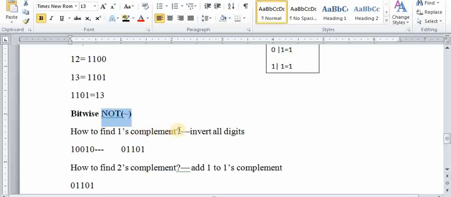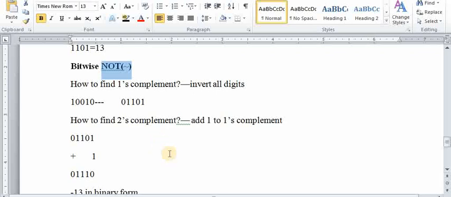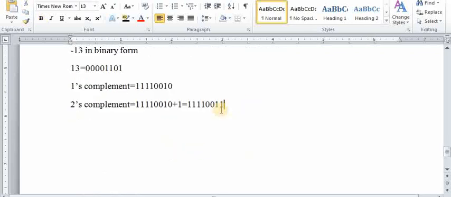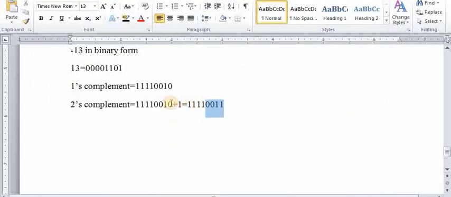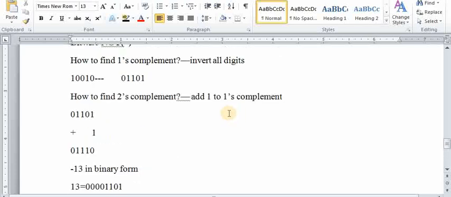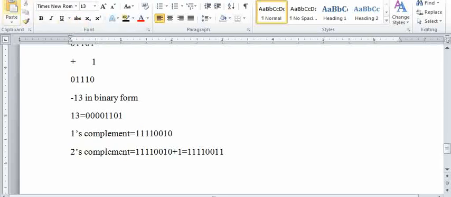Bitwise Not Operator is used to find out the complement of the given number. So, for example, let's take an example. I am finding the tilde of 12. I want to find the complement of 12, so it will return minus 13. Minus 13 will be represented like this. This is the representation of minus 13. So this is the function of Bitwise Not Operator.